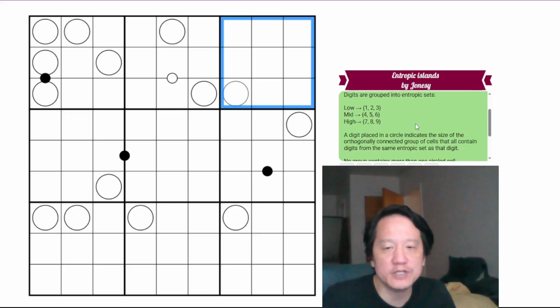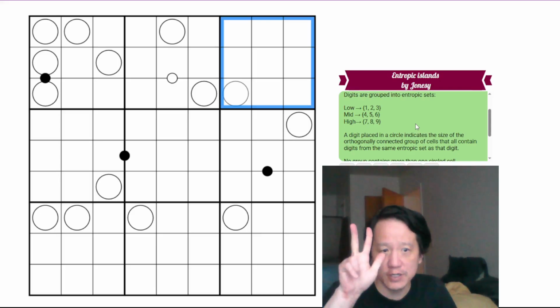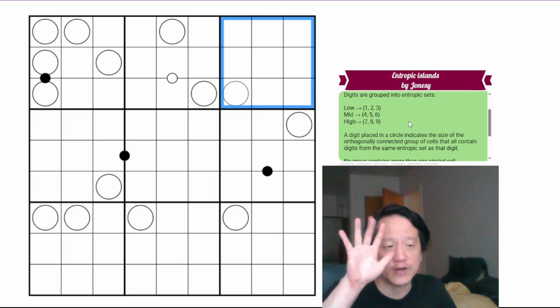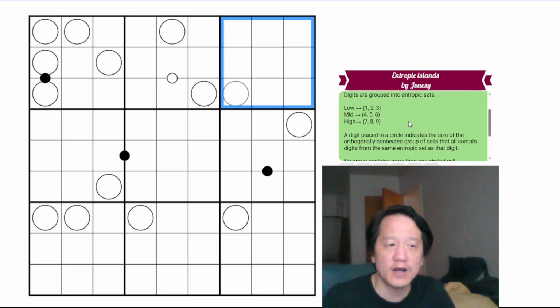Digits are grouped into entropic sets. We have low, which is 1, 2, and 3. We have middle, which are 4, 5, and 6. And we have high, which are 7, 8, and 9.